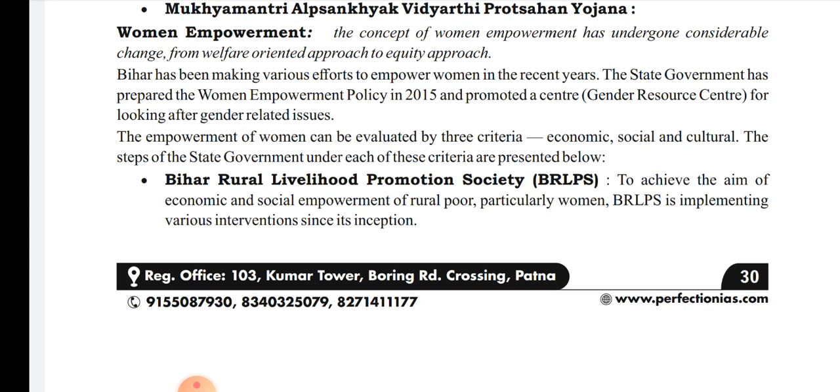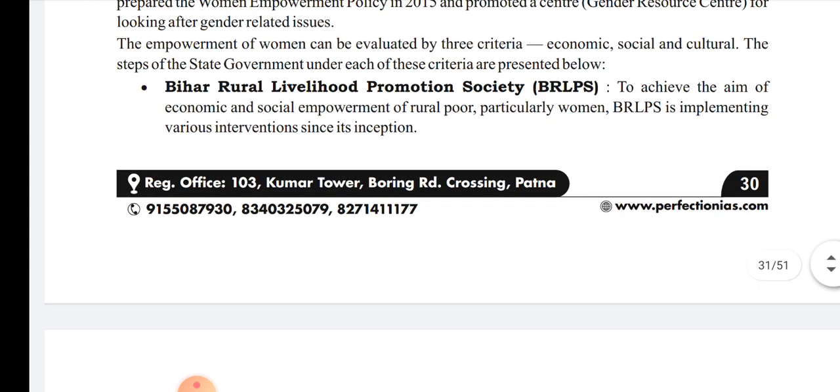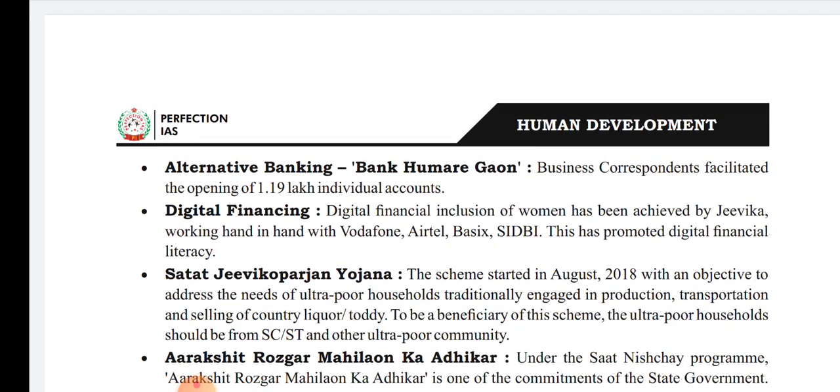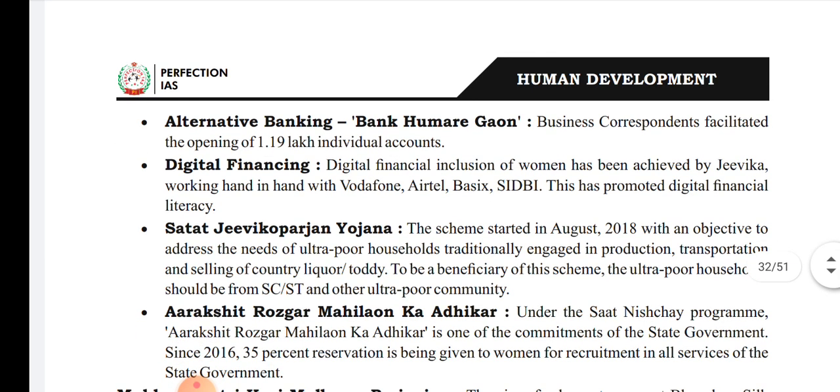So there are different programs, and the first, which is given in the economic survey, talks about the Bihar Rural Livelihood Promotion Society. This society was discussed at length in the chapter on labor and migration, so you can have a look at that chapter. Then you have alternative banking, which has the keyword Bank Hamara Gaon, and business correspondents facilitated the opening of 1.119 lakh individual accounts. Then we have digital financing under Jeevika. As I have said, Jeevika is an umbrella, so a lot of programs are directly or indirectly linked to that important scheme.